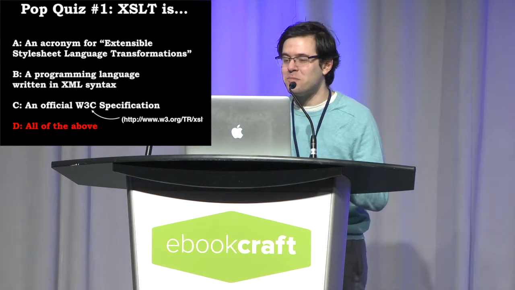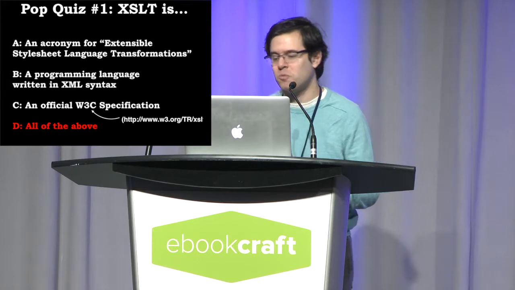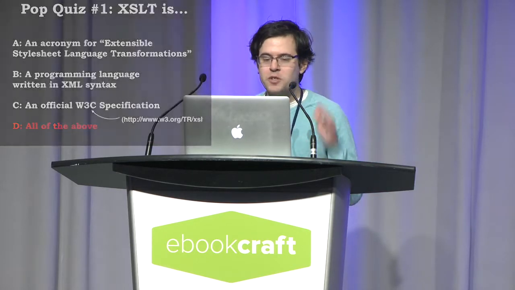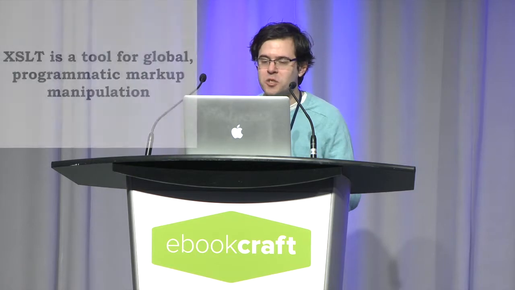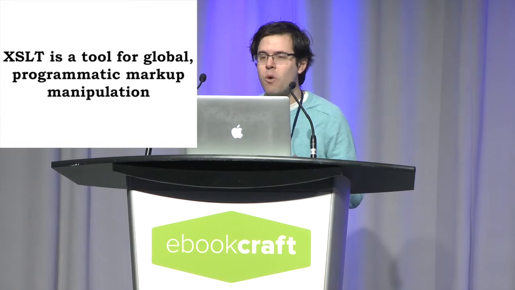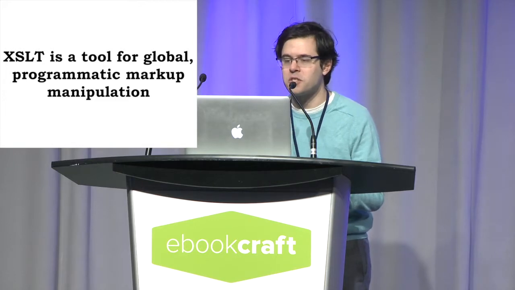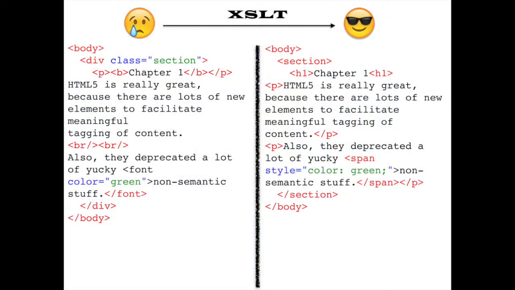So in this case, the acronym does stand for Extensible Stylesheet Language Transformations. It uses XML syntax. There's the link there to the W3C specification, which is perhaps not the best learning tool, but is great for reference. So in a nutshell, XSLT is a tool for global programmatic markup manipulation. So that means if you want to modify in a systematic way the HTML in an EPUB, or if you're using different XML formats as part of your workflows, which a lot of publishers do, XSLT is a really excellent tool for that. So here's my example of something you might want to do with XSLT.